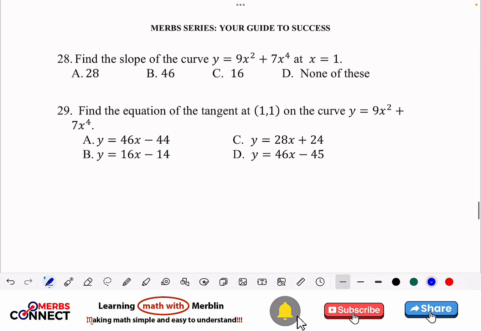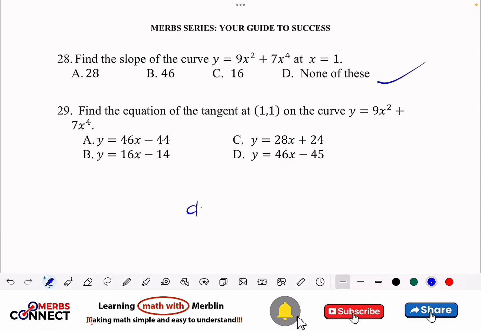Now let's look at this one. So also do this one. You need to try this one. You will find the slope, the same thing like what we did up there. Then find the equation of the tangent to the line. Okay, let me just basically do this.